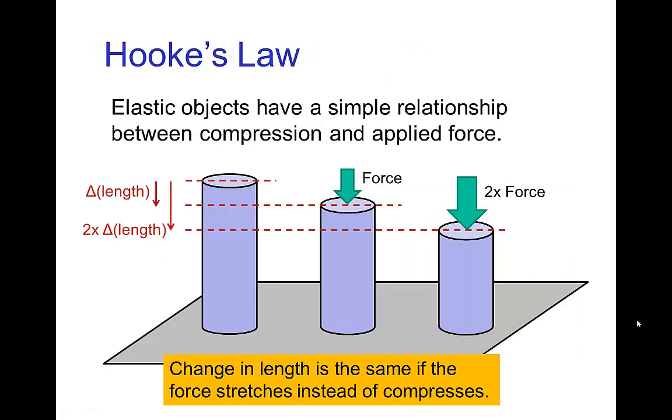Now, the vibrations of elastic objects are simple, and the reason is that elastic objects obey this property known as Hooke's law. Hooke's law says that if we have a material that's elastic and we exert a force on it, say to compress it, then if we double the amount of force, we get double the amount of compression. Or if instead we're stretching it, if we stretch it twice as hard, it stretches by twice the distance.